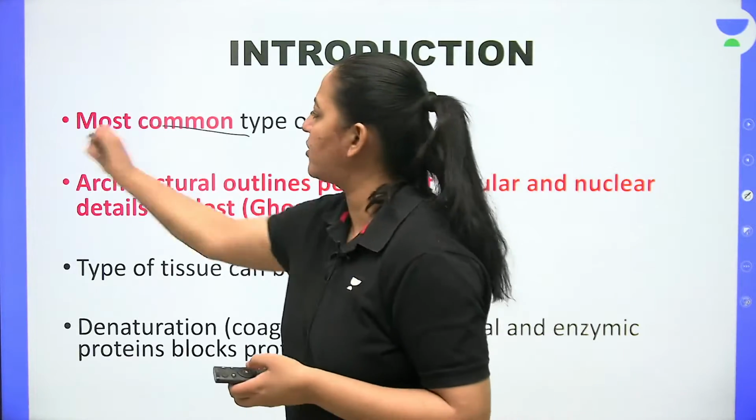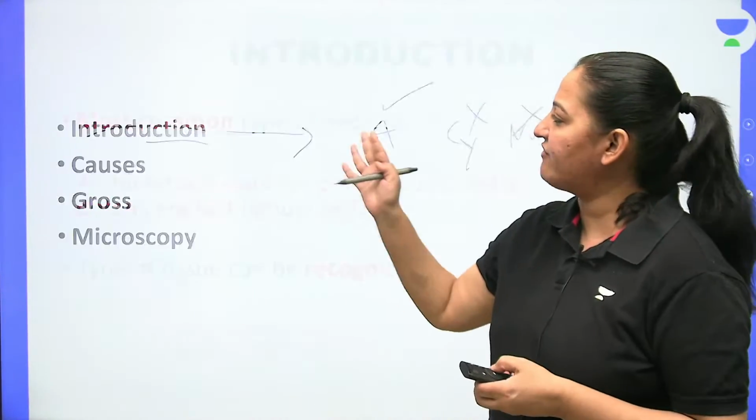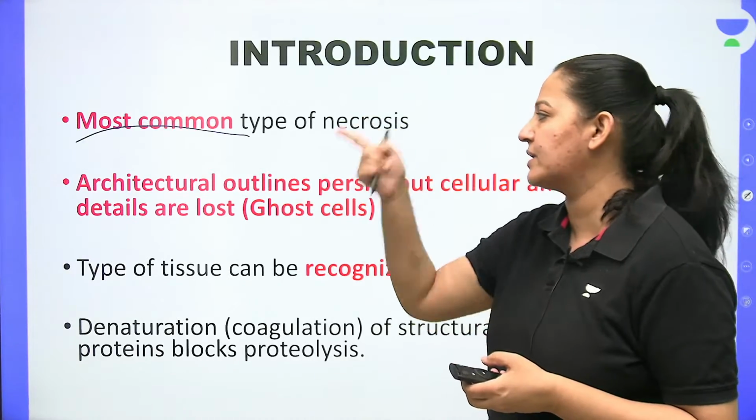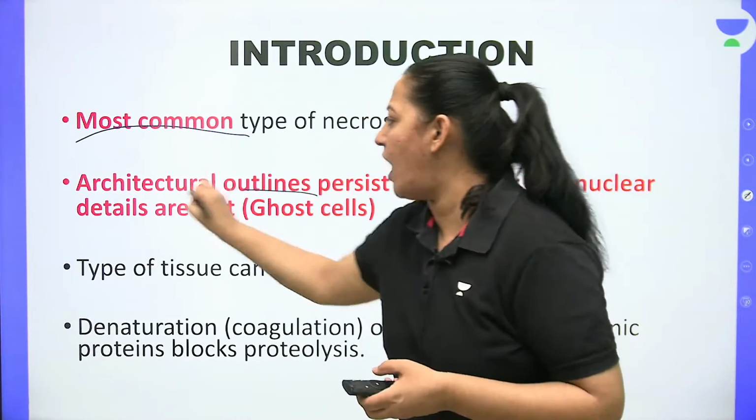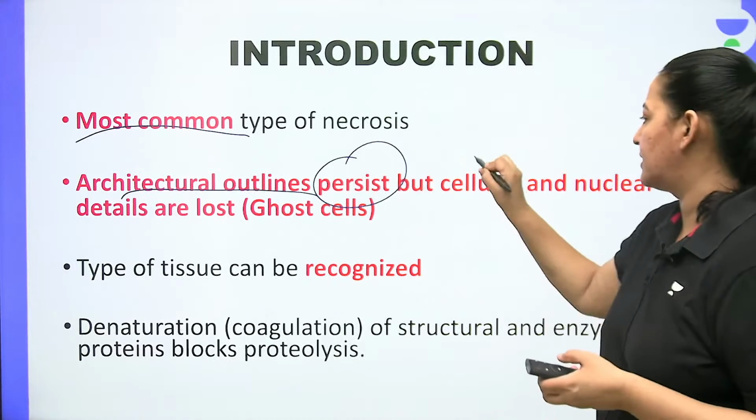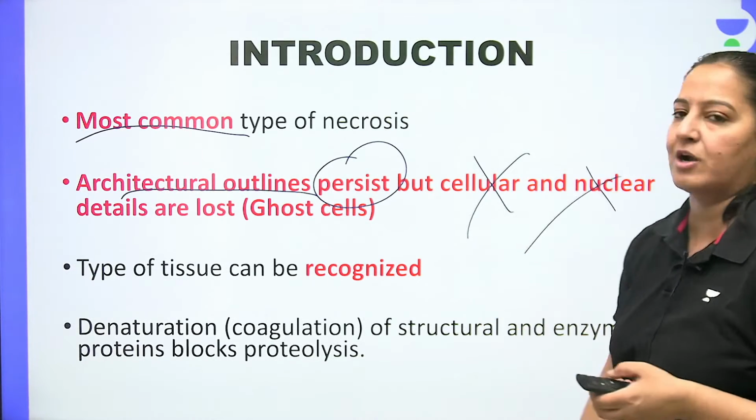It is the most common necrosis among the five. So among these five necrosis which I am going to teach you now, this one is the most common. Here the architectural outline persists, but cytoplasmic and nuclear details are lost.